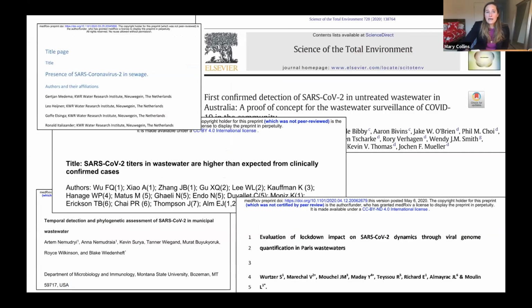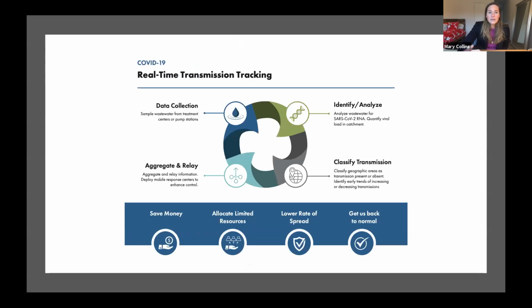So back in about June, we started contributing to the literature in the context of the microbiology, and the microbiologists were working closely to develop the science for quantifying and identifying SARS-2 RNA in wastewater. And what emerged was this COVID-19 real-time transmission tracking surveillance system.